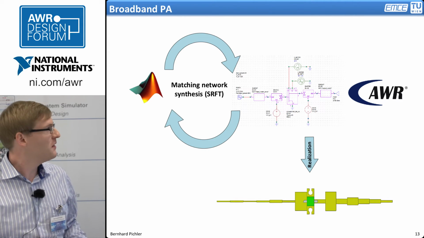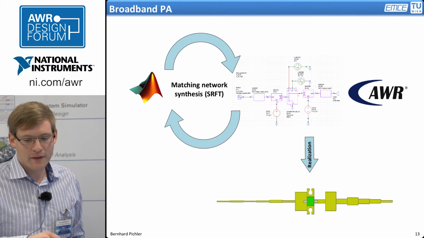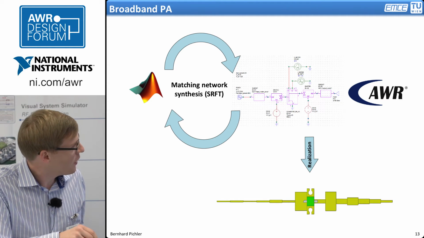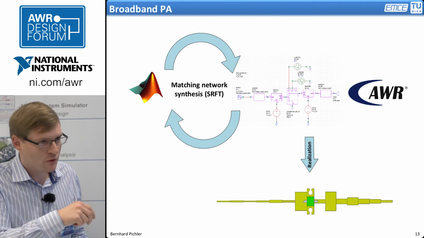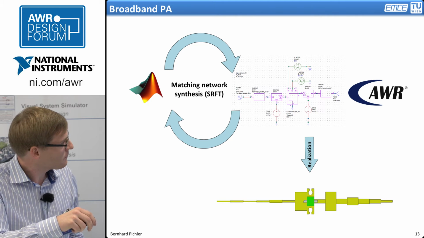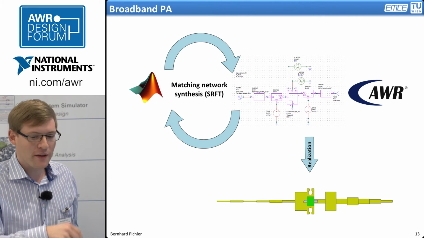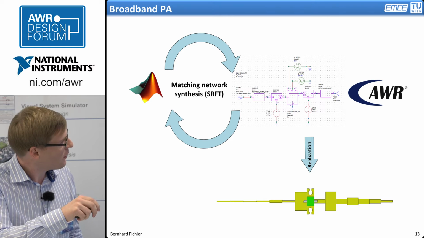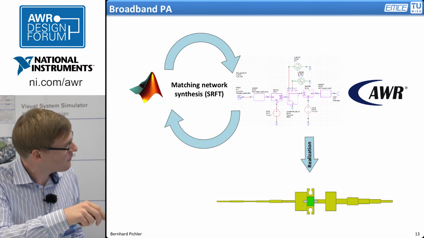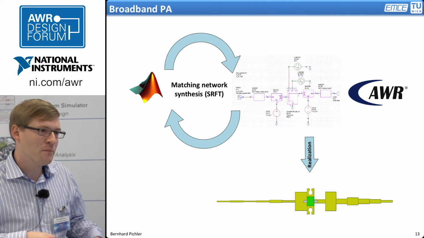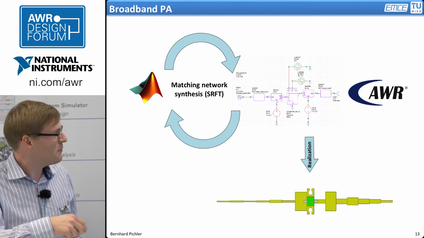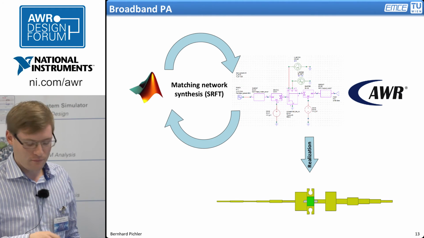The design flow is as follows. Firstly, the SRFT is implemented in MATLAB, and the calculation of the gain is done in Microwave Office. I have here a schematic of the power amplifier, which I will show in more detail on the next slide. There the gain is calculated and read out by MATLAB. Then in MATLAB the optimizer run is done, and the schematic is updated with all the impedance values for the power amplifier. Again, if the optimizer reaches its minimum, a design can be done.